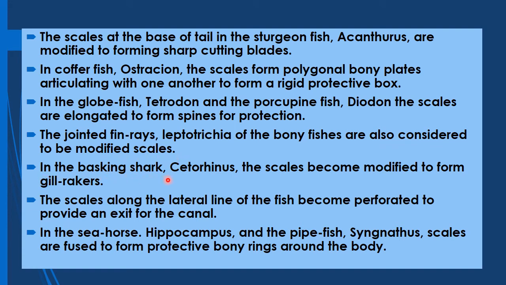In the basking shark, Cetorhinus, the scales become modified to form gill-raker structures. The scales along the lateral line of the fish become perforated to provide an exit for the canal. In the seahorse, that is Hippocampus, and in the pipefish, Syngnathus, the scales are fused to form protective bony rings around the body.